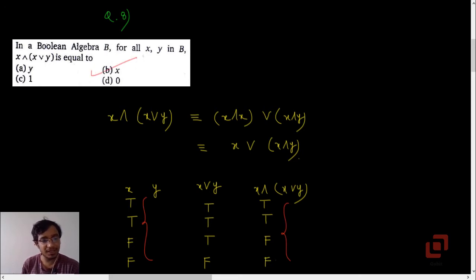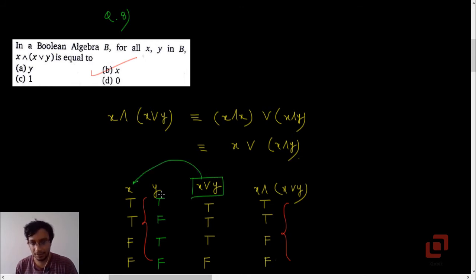See, now how can you save time in the CD? You can save time by not writing this. You know that these are standard arrangements now: TTFF, TF, TF. So we directly went for x or y and then its conjunction with x. We found that the truth column of this one and that of x are identical. So that led us to the conclusion that it is equivalent to x. Now see, if we had got the truth column of x and (x or y) as TF, TF, then we would have gone for option A, that is y.